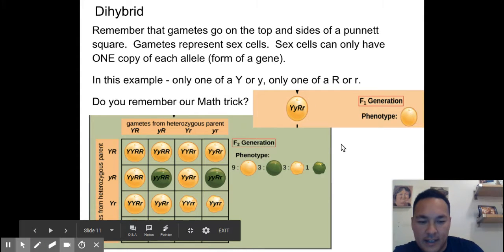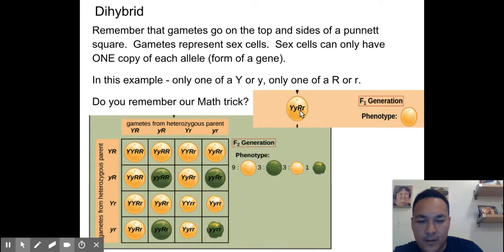Okay, in the sake of time, you're going to pretend I wrote the word FOIL here. So let's go first, big Y, big R. Outer, big Y, little r. They did it a little backwards from us. Inner, little y, big R. Last, little y, little r.